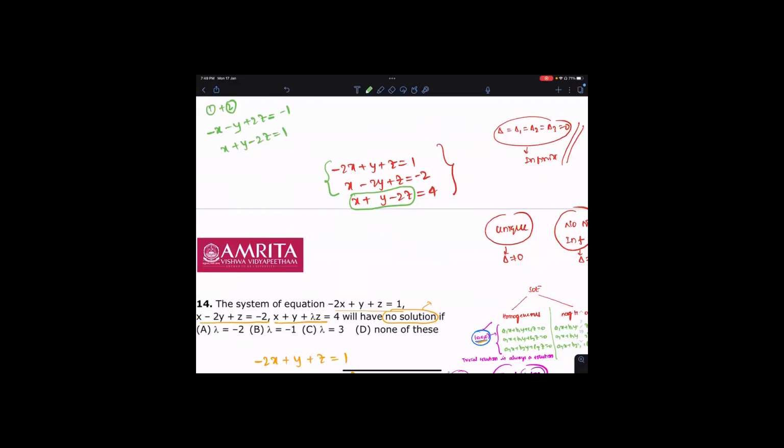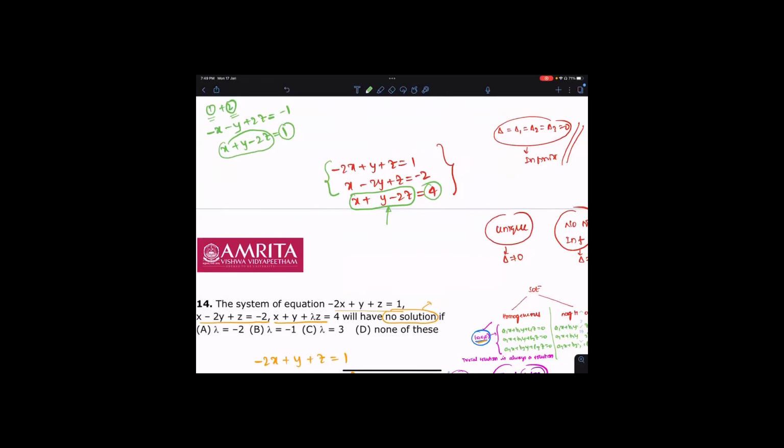Correct? That means use the first and second equation to match the left-hand side of the third one. We have matched it. But did the right-hand side match? No. If they match, then it is infinite solutions. If they don't match, then it is no solution. That's all.